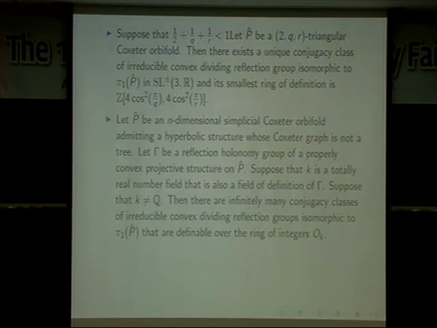Now suppose that 1 over 2, 1 over Q plus 1 over R is less than 1. Let P be a 2QR triangular Coxeter polytope, then there exists a unique conjugacy class of irreducible convex dividing reflection group isomorphic to this fundamental group in SL3R. And the smallest ring of definition is generated by 4 cos square pi over Q and 4 cos square pi over R.